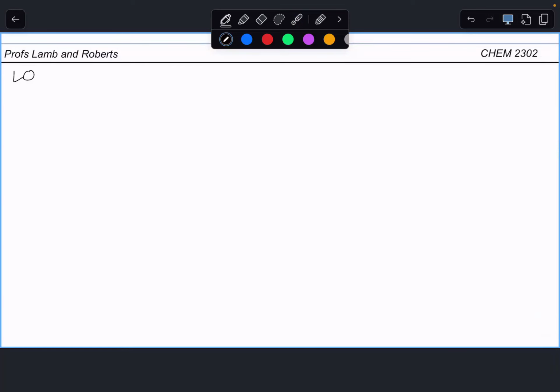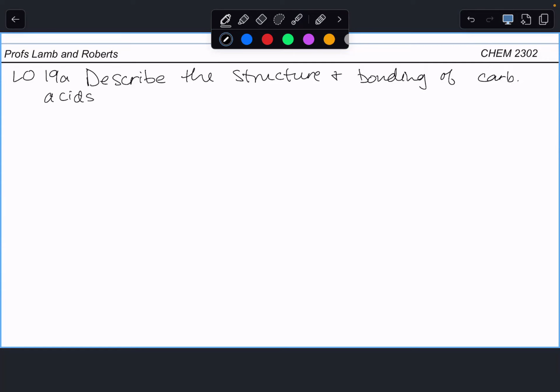Learning objective. So this is chapter 19. We're going to describe the structure and bonding of carboxylic acids, which is section 19.2. So we're just going to start with the most basic carboxylic acid.